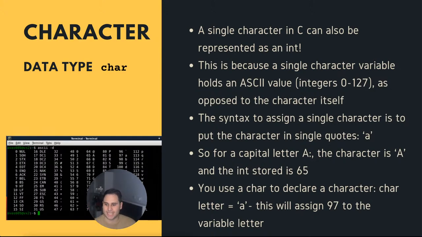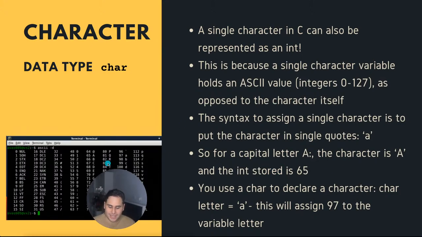Under the hood in the C programming language, a character is actually just an integer, and each integer maps to a specific letter. So you can see the capital letter A is actually just the integer 65. It's sort of like a mapping or association between a number and the actual character that gets displayed. If we want to display a character, we have to use the letter surrounded by single quotes, and that's actually quite important. So for example, the character is single quote A single quote, and the integer stored is 65.